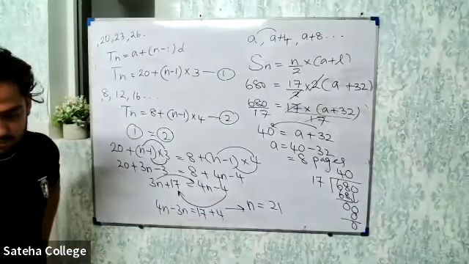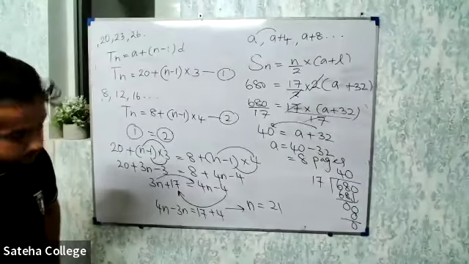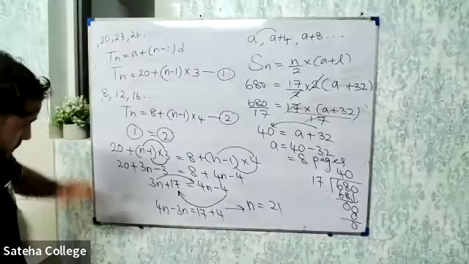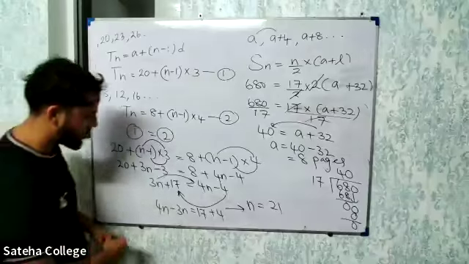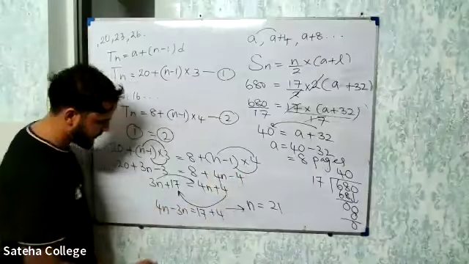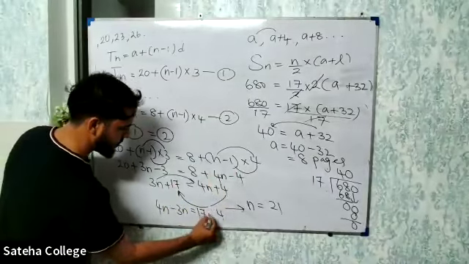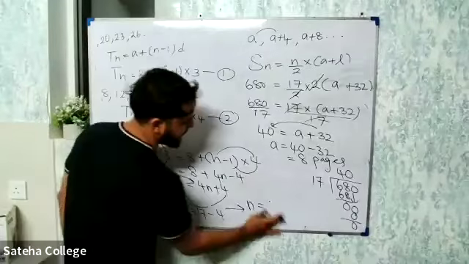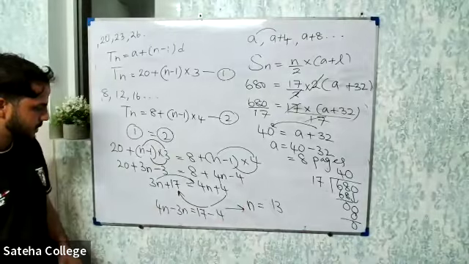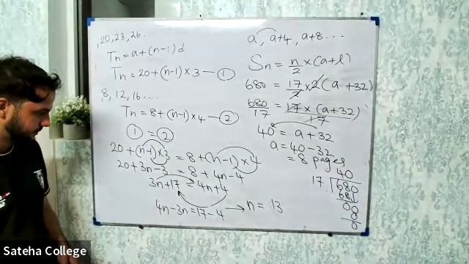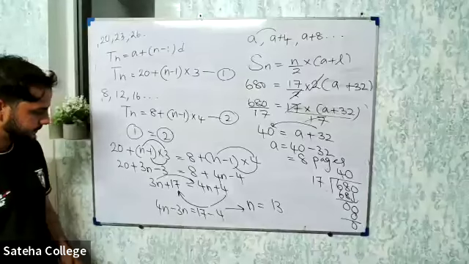Understood? Yes, Ibrahim. So 8 minus 4 is plus 4, right? 8 minus 4 is plus 4. Yes. Then, yeah, 13, right? Be 13. Okay now. Yes, sir. Right, good. Thank you.